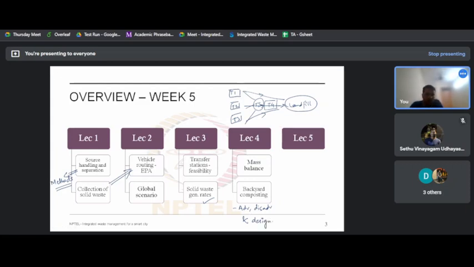Then we had lecture 5. Here, source separation: what is the effect of source separation on the energy content? If we remove the recyclables and other wastes from the waste, and then send it ahead to a waste to energy plant, the energy content will be reduced. How it reduces and how much it reduces was discussed in this lecture. Then there were some exemplar problems on composting as well as source separation's impact on energy content. We'll move on to our practice assignment now. So this was the overview for this week.